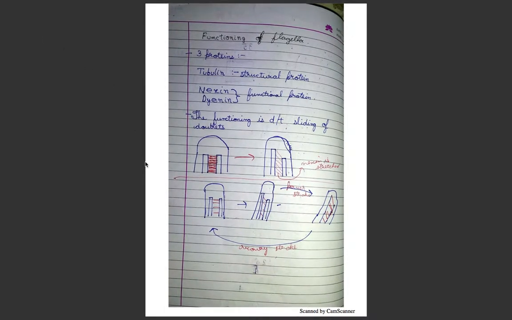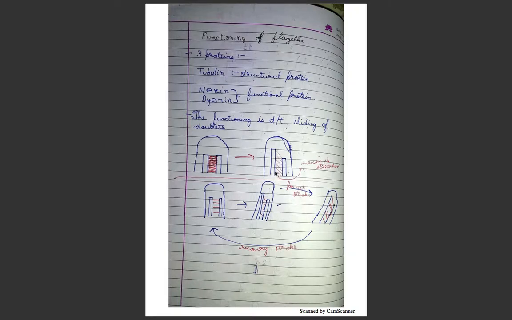Continuation of the video of cell flagella functioning. Flagella has three proteins: tubulin, nexin, and dynein. Tubulin is a structural protein, and nexin and dynein are functional proteins. The functioning is done due to the sliding of doublets. These are the two doublets, which are connected by the nexin protein, that is red.